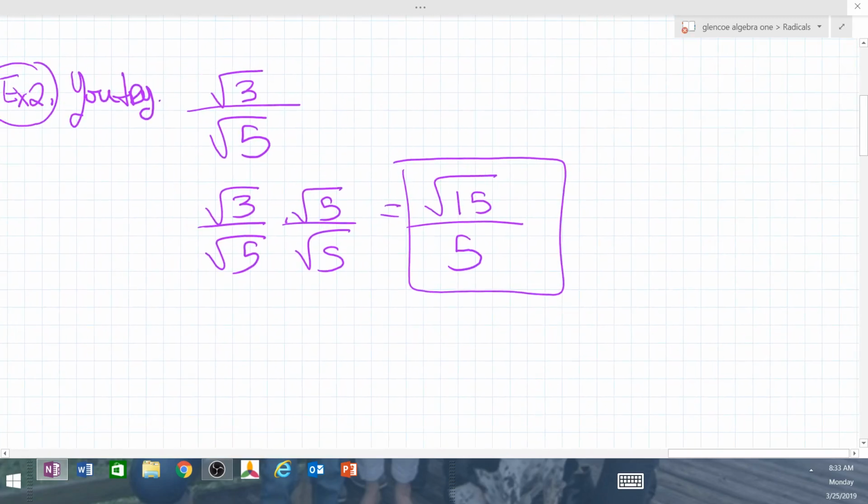Anybody have an answer? Check with a friend. Come on. Remember, you can only simplify it if they're either both under the radical or if they're both not under the radical. Who has an answer for me? Anybody? What'd you get? Radical 15 over 5 is correct. Does anybody have a question on that?